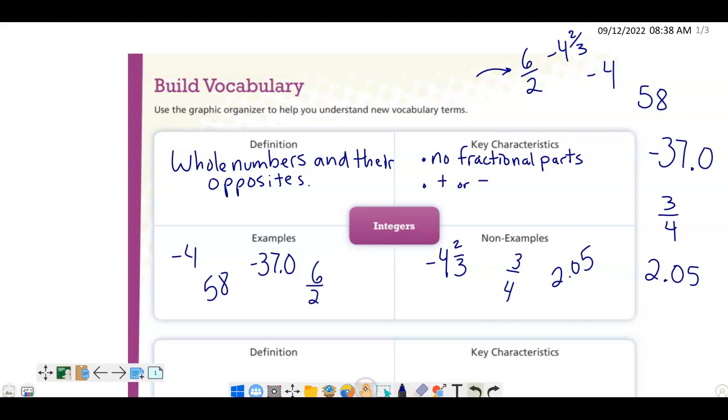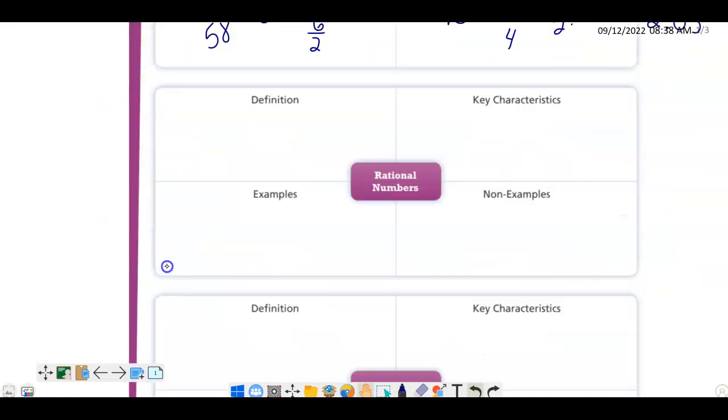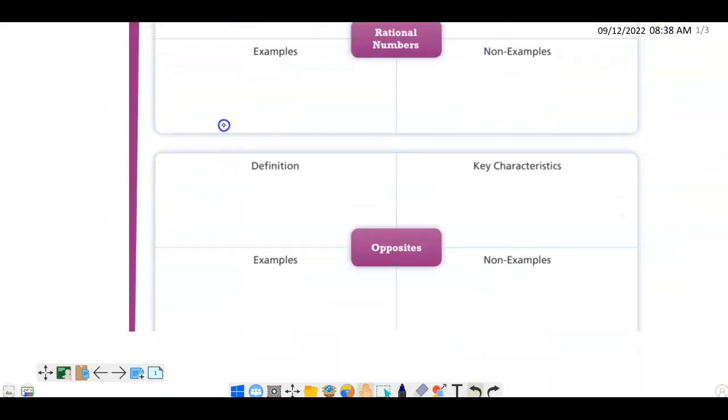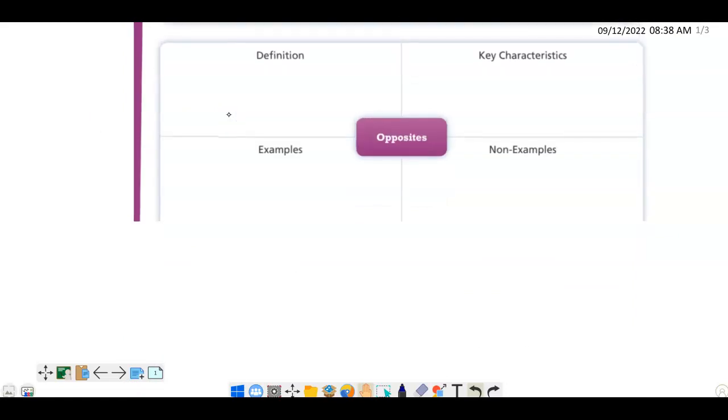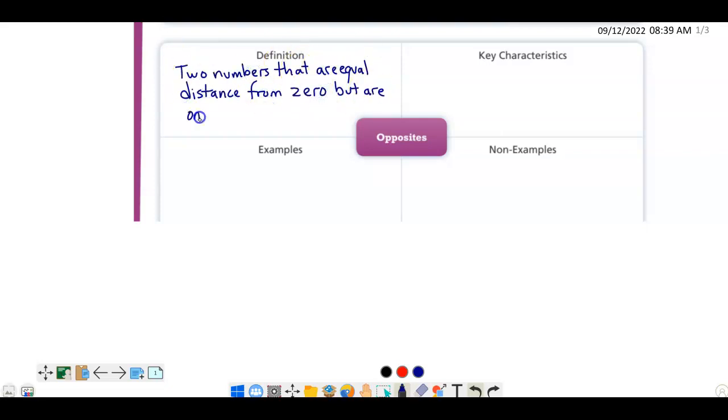We talked a little bit about opposites. I mean, we kind of mentioned opposites in our discussion here. So let's just jump down to opposites, and we'll put some things down here. Let's put a definition for opposites in place. All right, two numbers that are equal distance from 0 but are on either side of 0. One's on the left, one's on the right, one's on the positive side, one's on the negative side. So key characteristics, we can say one is negative, one is positive. And of course, in the definition, also a key characteristic is they're equal distance from 0.